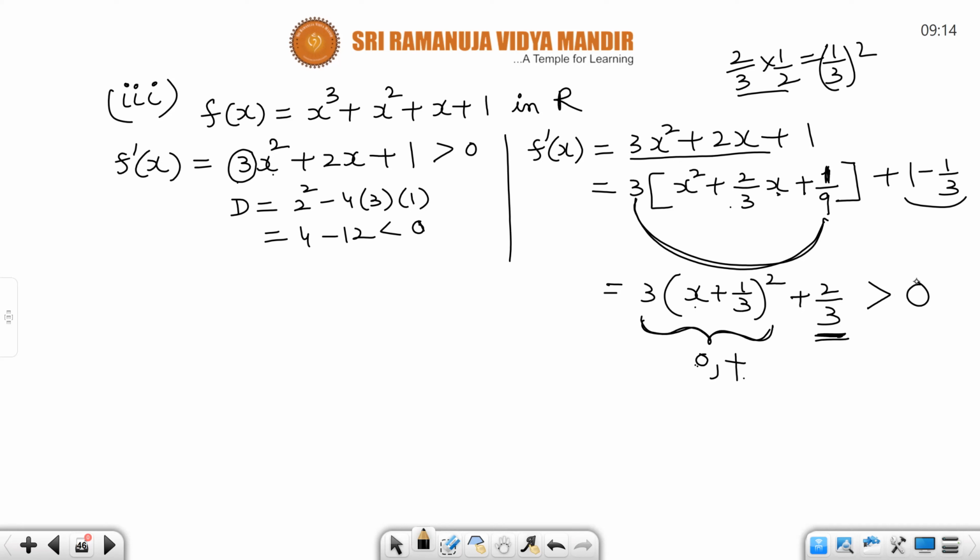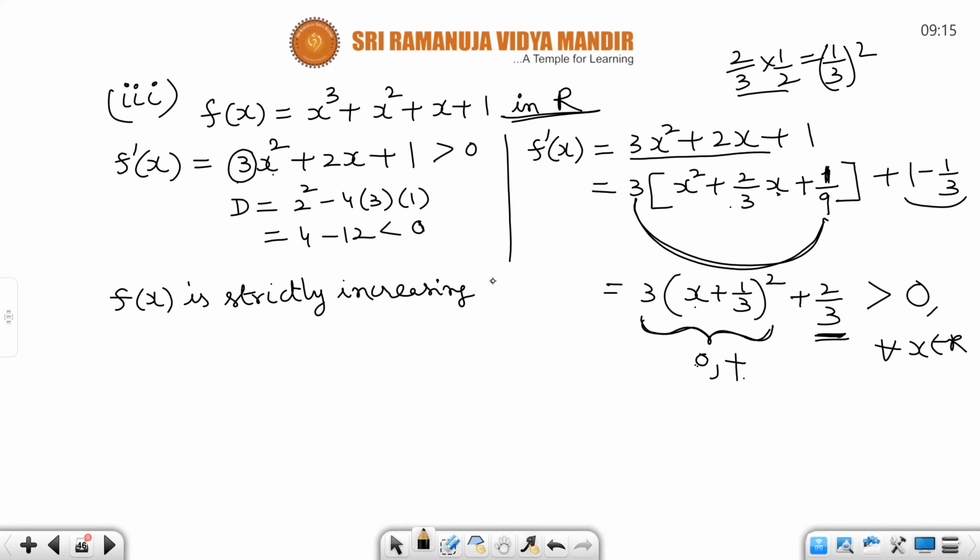So we have proved that f dash x is greater than 0 for all x belonging to R. This is true for all x belonging to R. So R is given as the domain. So that means f of x is strictly increasing. We have shown that f dash x is positive for all values of x, means f of x is strictly increasing on R. Now let us see the limits now. R means what? Minus infinity to plus infinity.